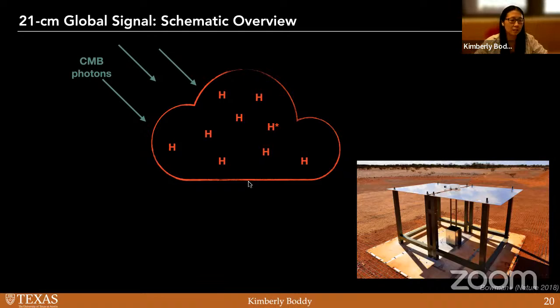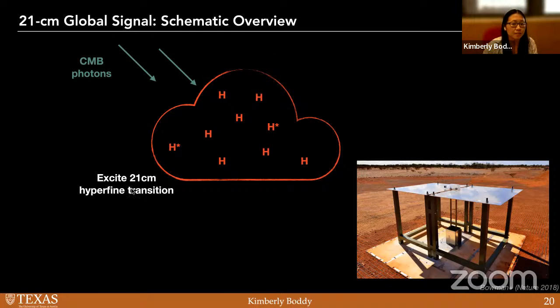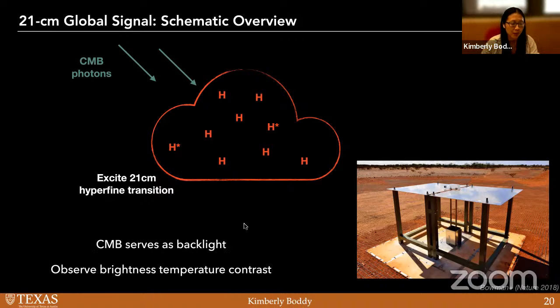The idea here is that you have this background bath of CMB photons. Before reionization occurs, you have these hydrogen clouds, right? Hydrogen has a ground state and an excited state due to, say, a hyperfine interaction. This corresponds to a wavelength of 21 centimeters. It's possible for a CMB photon to be absorbed by one of these neutral hydrogen atoms, exciting the 21 centimeter hyperfine transition. These CMB photons eventually get detected by a radio telescope out in the middle of the desert, and you're looking for a deficit of CMB photons because they've been absorbed. The CMB serves as some backlight, and you're looking for some temperature contrast against the CMB.